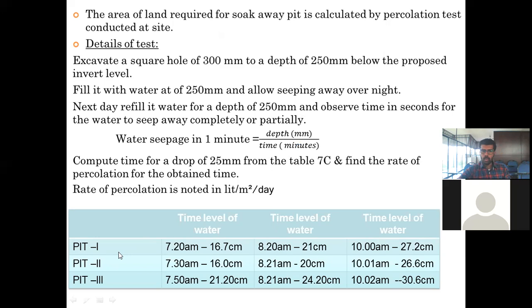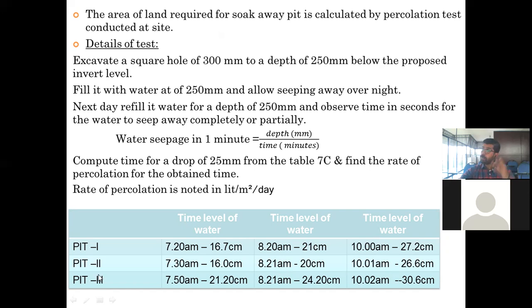Okay, so in pit one, for example, you came at 7:20 a.m. the height, or the invert level, was 16.7 centimeter from the top, if you are measuring. Again after 1 hour, you go and see, and you see that the depth becomes 21 centimeter. The water level again comes down. At 10 o'clock, you see that it came down again to 27.2 centimeter. The level of water again becomes 27.2 at 10 a.m.